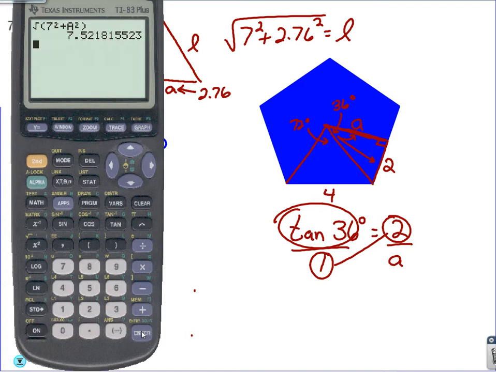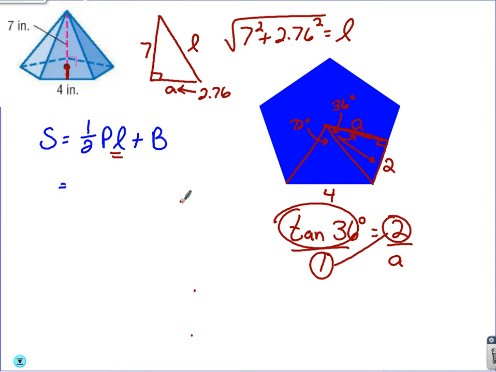And I'm going to do the same thing. I'm going to store that into alpha B. And let me make note here that I've got the apothem stored in A, and I've got the slant height, which was about, I erased it before I looked. What was the slant height? Anybody's? 7.5.